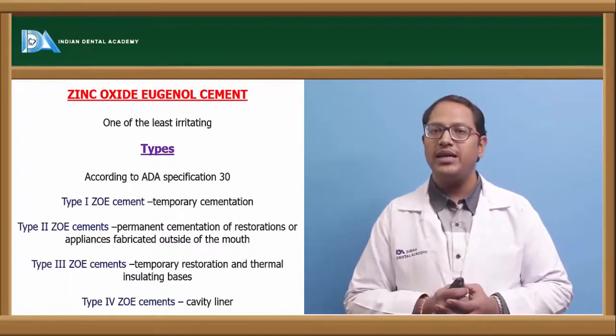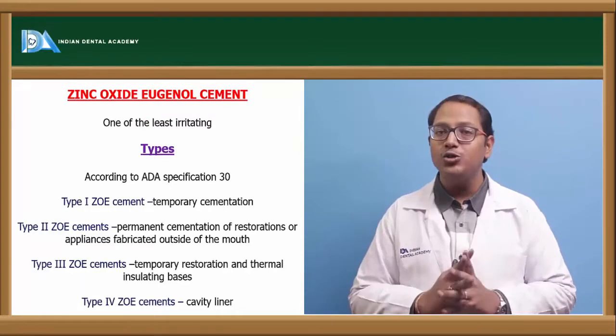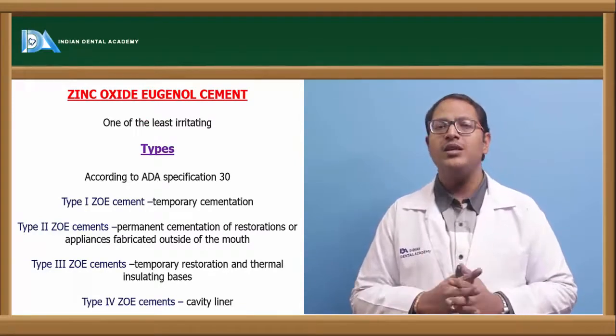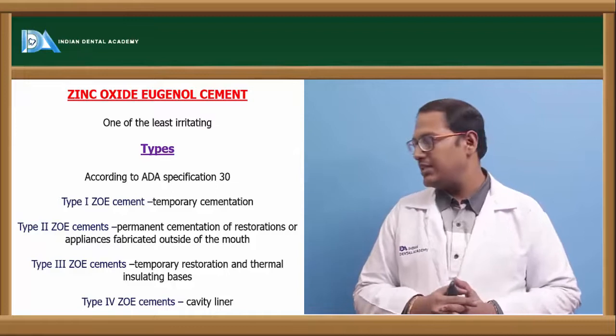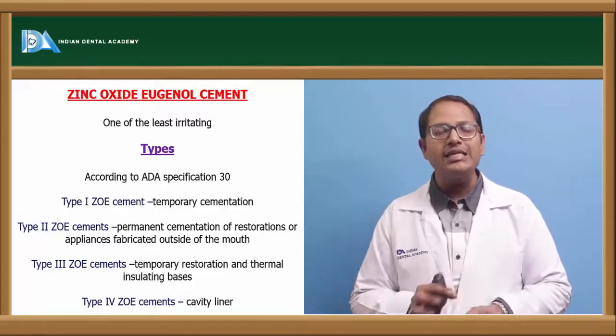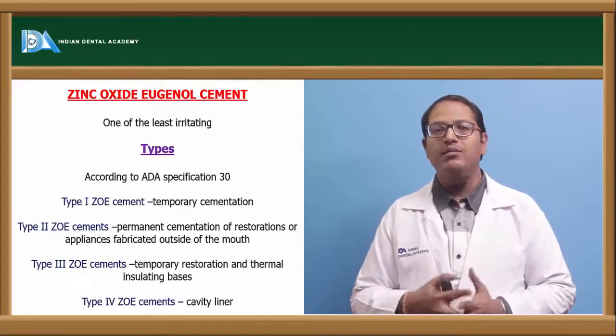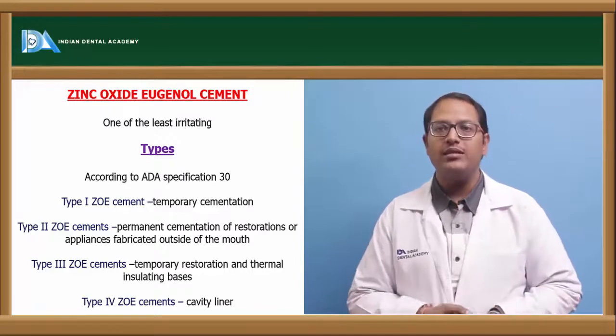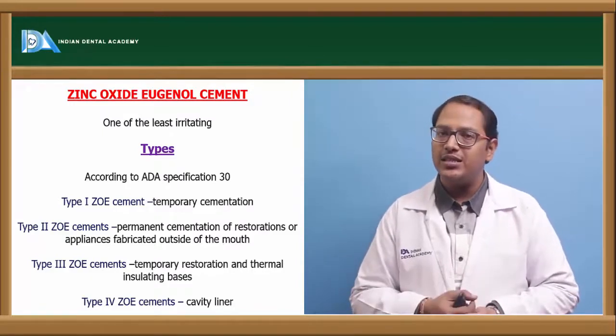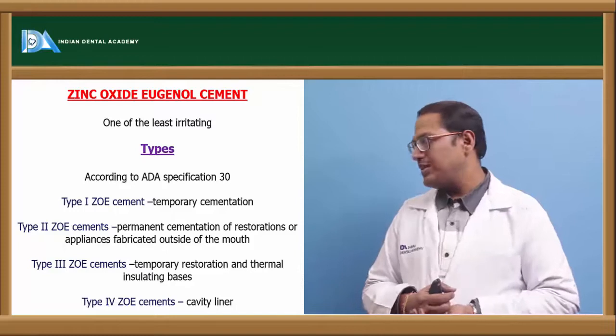Coming to the next cement, that is zinc oxide eugenol cement, a temporary base cement, a passive cement in nature. One of the least irritant cements to the pulp. But of course, we lack the strength. That is the reason we are classifying it under the temporary group of cements.